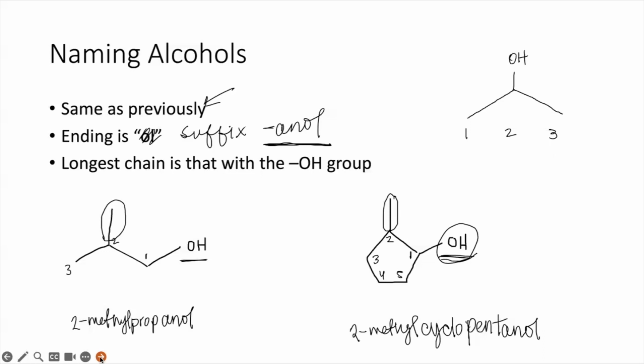So this is still propanol, but now I need to be more specific and say, hey, the alcohol group is coming off of carbon 2. It's no longer coming off of carbon 1. So I'm going to explicitly tell you it's coming off of carbon 2. So this is 2-propanol.